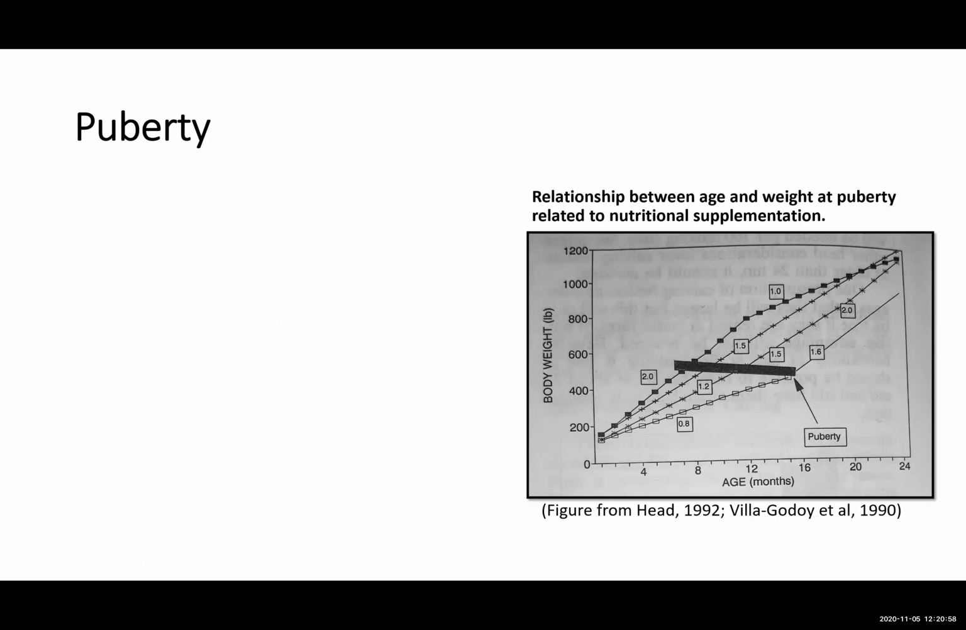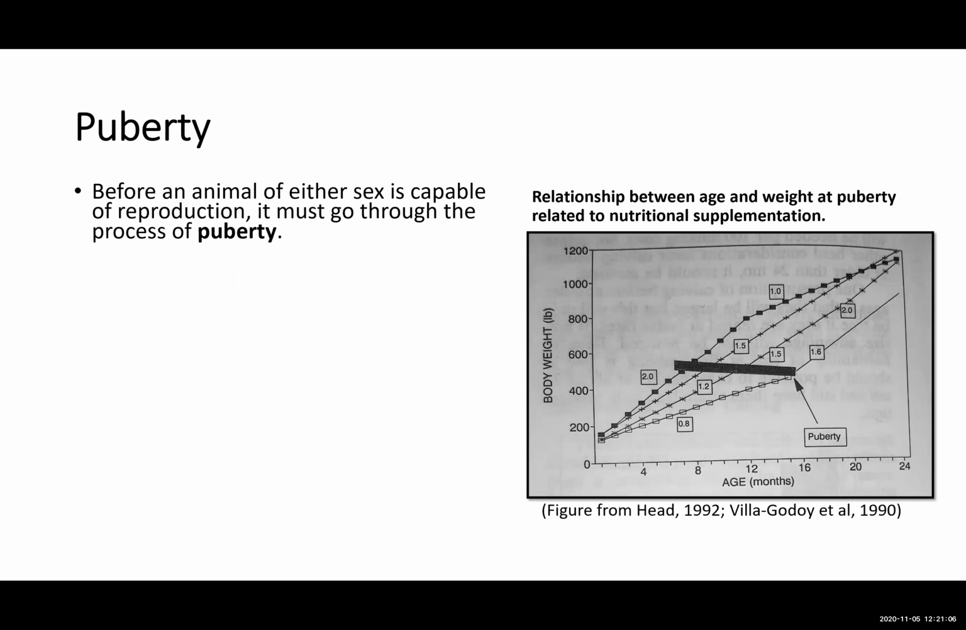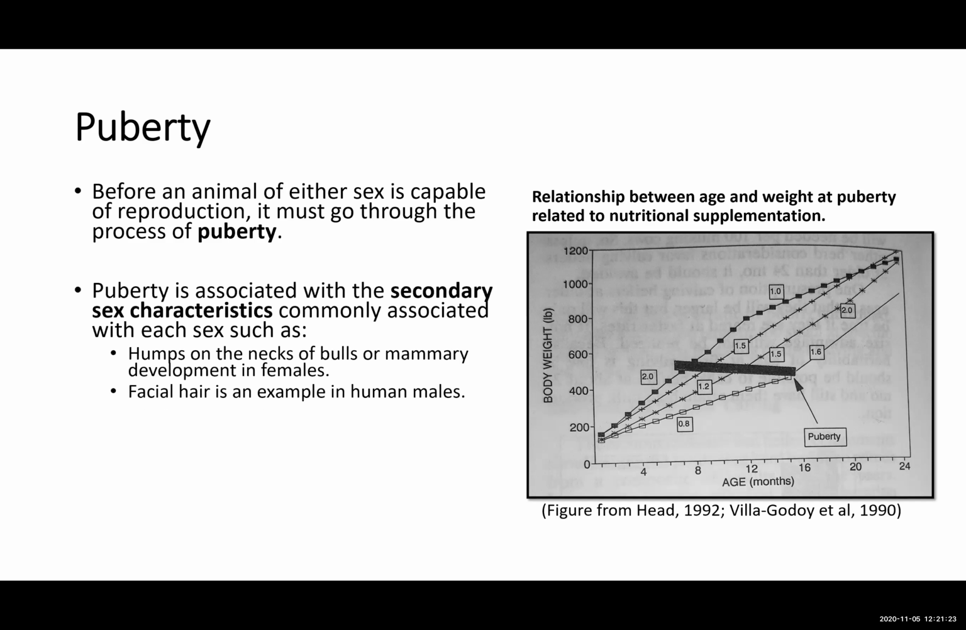Puberty is another thing that can be heavily controlled by the environment as well as the diet. Puberty is when an animal becomes sexually mature and able to reproduce. We talked about classification systems, whether or not they were sexually mature or immature. Well, they become mature through the process of puberty. It's also associated with the presence of secondary sex characteristics, and these can be humps on the neck in bulls, mammary development in females, or in humans, especially males, you see a lot of facial hair start to develop.